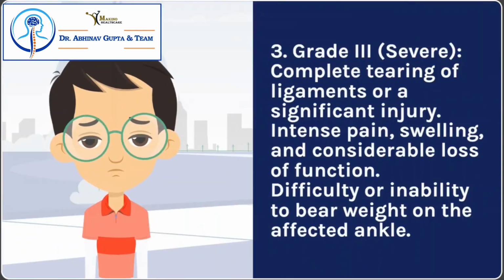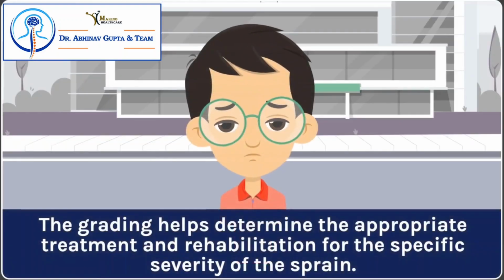3. Grade 3, severe, complete tearing of ligaments or a significant injury. Intense pain, swelling, and considerable loss of function. Difficulty or inability to bear weight on the affected ankle. The grading helps determine the appropriate treatment and rehabilitation for the specific severity of the sprain.